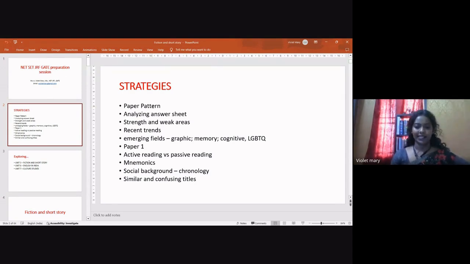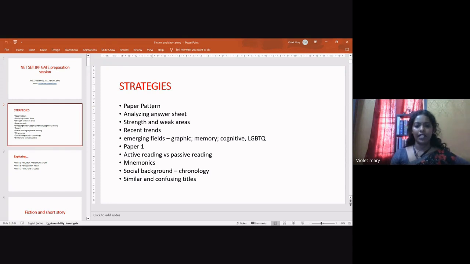Only in the next attempt, after doing my paper one analysis and studying everything, I cleared my JRF itself, even in the first attempt for NET. So you should focus your time on paper one. This is the major mistake people are making nowadays. So give your time equally to paper one as well as paper two.